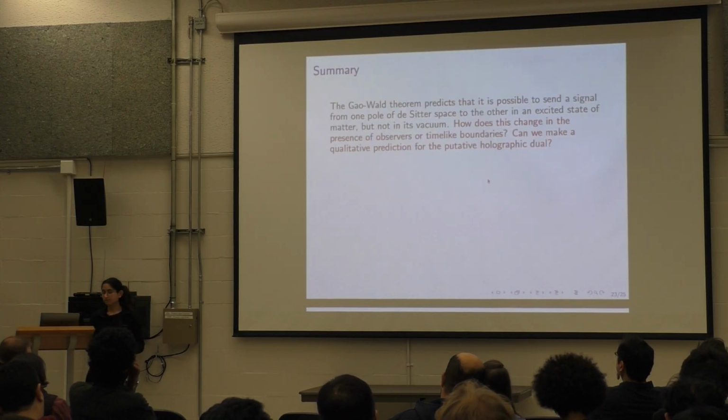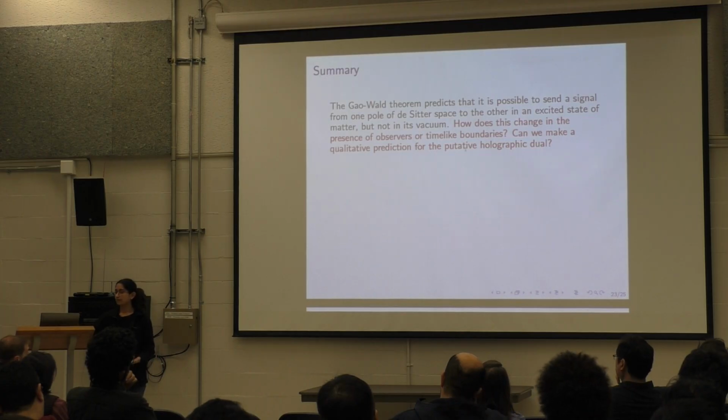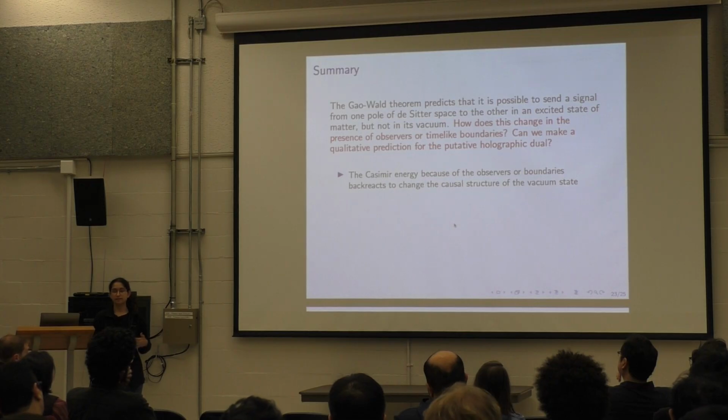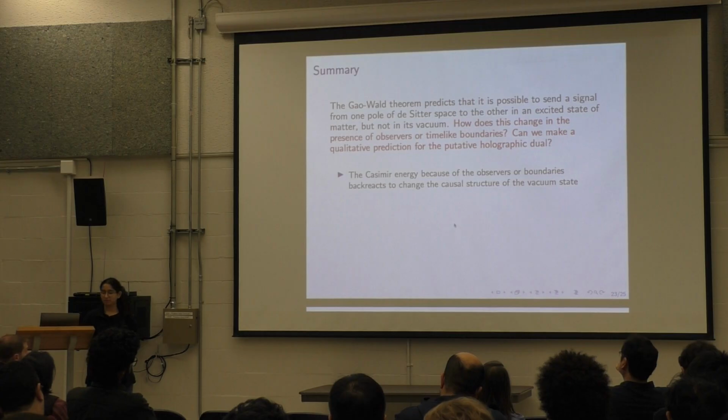Okay. So just to summarize, today I talked about the Gao-Wald theorem and its effect on de Sitter with timelike boundaries. And in particular, this theorem predicts that it's possible to send a signal from one pole of de Sitter space to the other in some excited state of the matter, but not in the vacuum. And the question is, how does this change in the presence of observers or timelike boundaries? And can we make some qualitative predictions for the putative holographic dual? And the answer is that this Casimir energy, because of the observers or boundaries, back reacts to change the causal structure of the vacuum state.